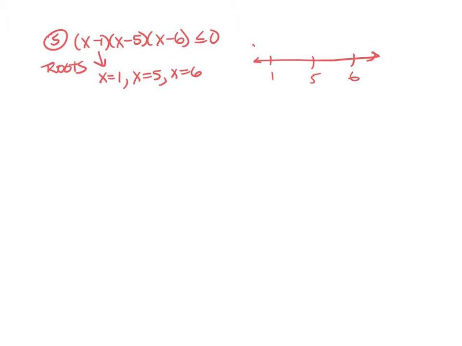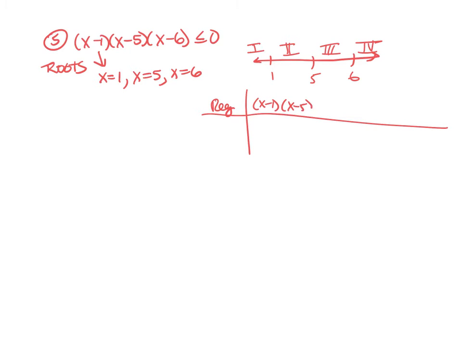So notice how many regions you have. 1, 2, 3, 4 regions. More than before, right? So we write our region, we write our factors, and then we look to see what the result's going to be. Picking a number in region 1, let's pick 0. So we'll have -1, -5, -6, that's a negative 30. And that will be less than or equal to 0.